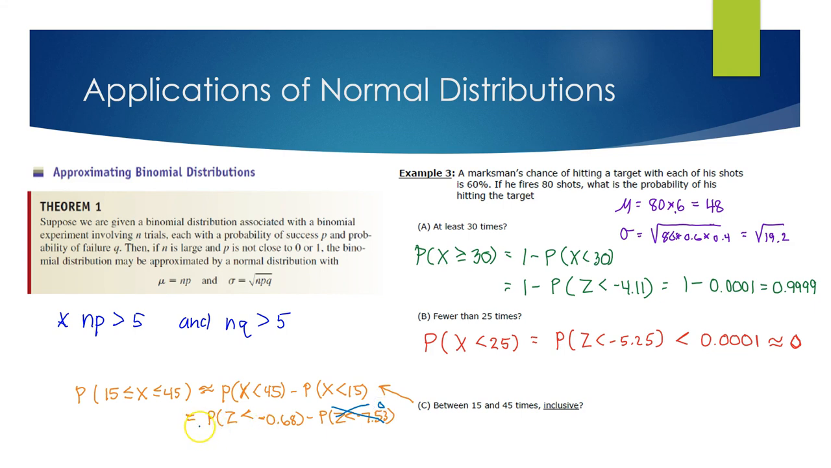I'm going to look for the probability that z is less than negative 0.68. So I looked that up on the table. I get about 0.2483, minus 0. So about 0.2483 is the probability of the marksman hitting between 15 and 45 times. We expect them to hit it more than that. And that is the end of this.